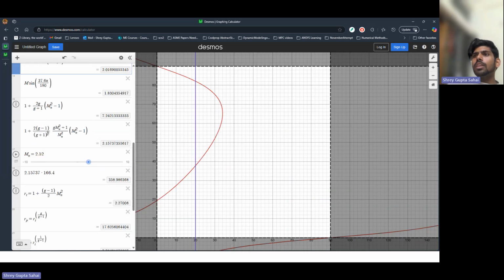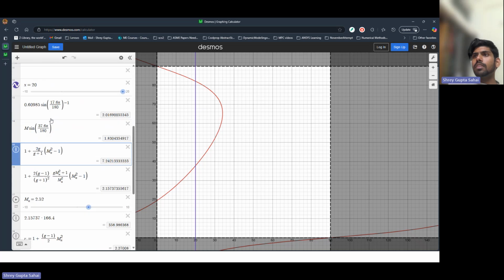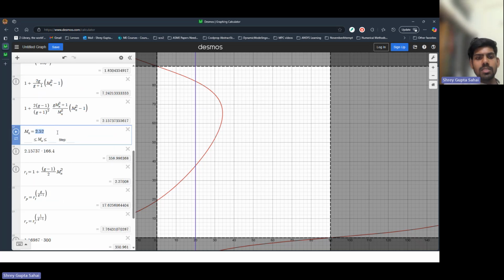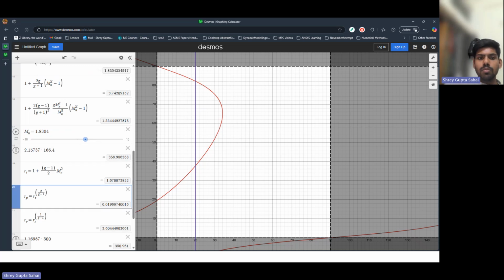Yes, so this is the one, Mn1. Now Mn1 is 1.8304 and correspondingly Rp is 6.06. Look at this. This is the pressure ratio. This is the temperature ratio. This is the ratio in the density. Let me do it as RT.